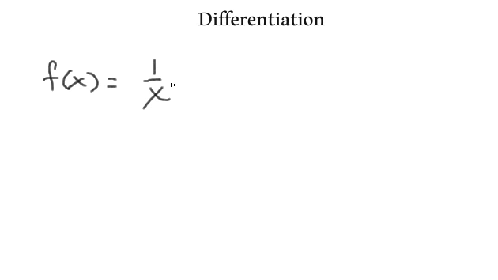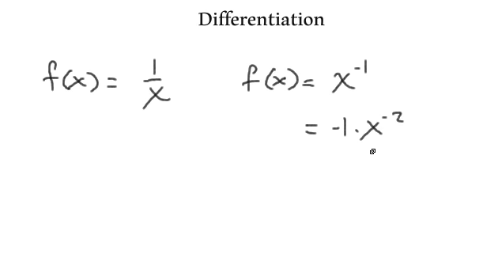Well, we could rewrite this as f of x is equal to x to the negative 1, and then we could take the derivative of this, take the negative 1 out front, subtract 1 from the exponent, gives us a negative 2, and if we rewrite this, we get negative 1 over x squared. Of course, we'd bring this negative out here in the front, but that's okay. So this would be the derivative of f of x.